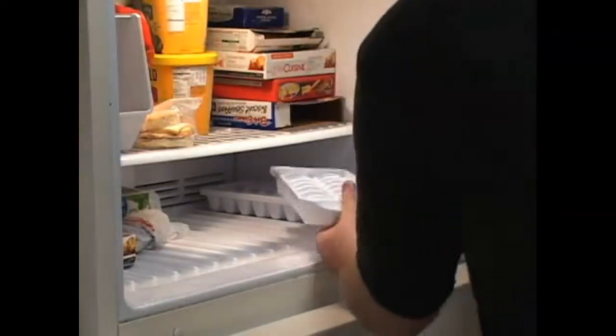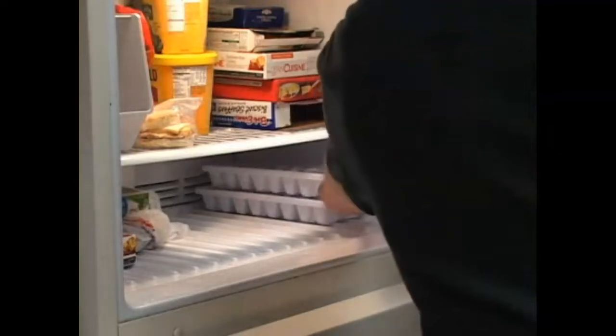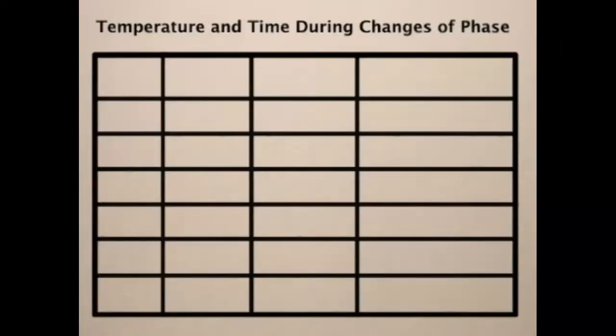We needed ice cubes to start the experiment. Before attempting the lab, we created a data table with the following columns: time in minutes, temperature in degrees Celsius, the state of the matter, and notes.